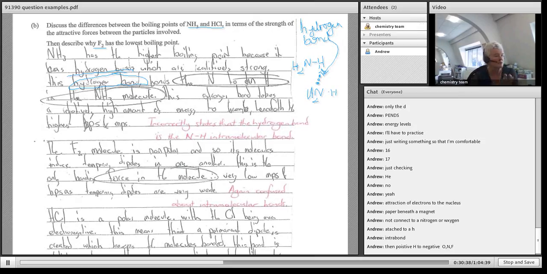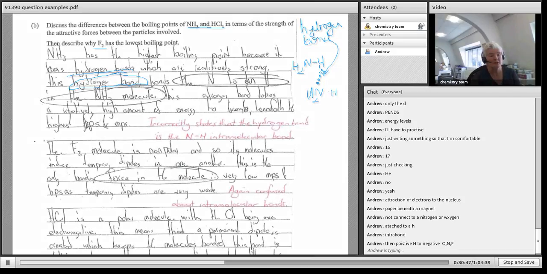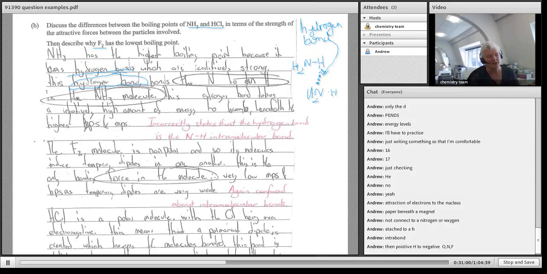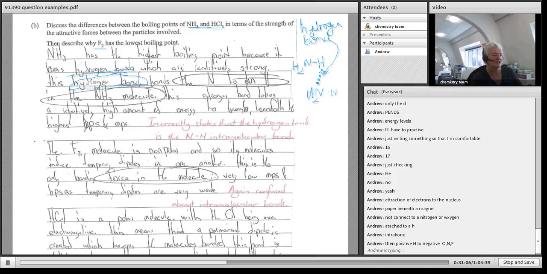So you first got to give the factors that will give you the hydrogen bond in the first place, the fact that there's a hydrogen attached to an N, O, or F, but then you've got to say the hydrogen bond is where it's formed between the hydrogen of one molecule and the nitrogen of the other. So that's tricky, but students are often just so busy writing they don't get those two bits separated out.